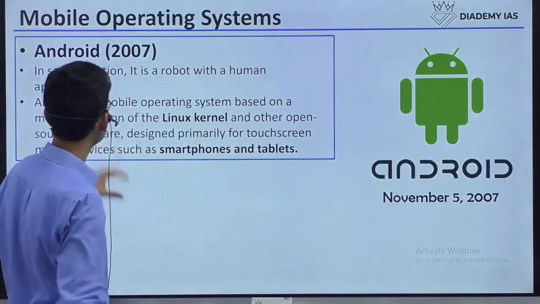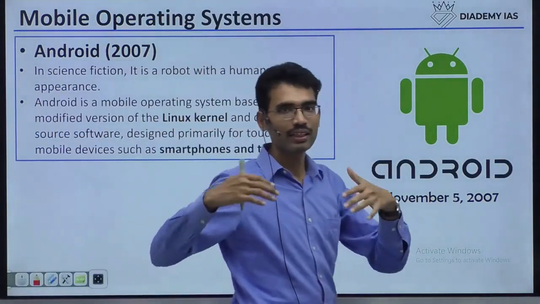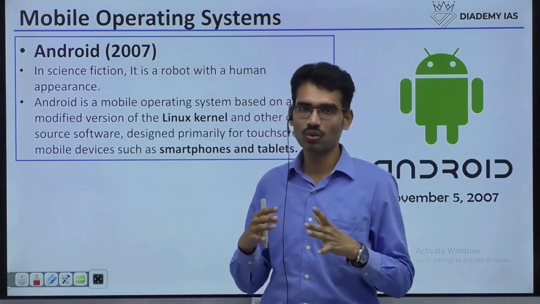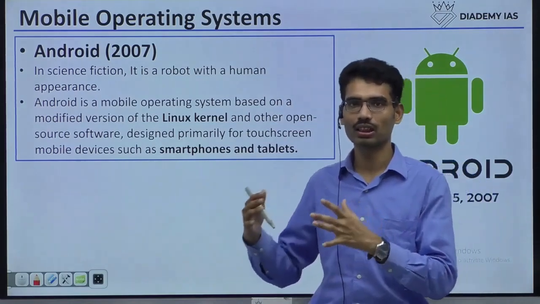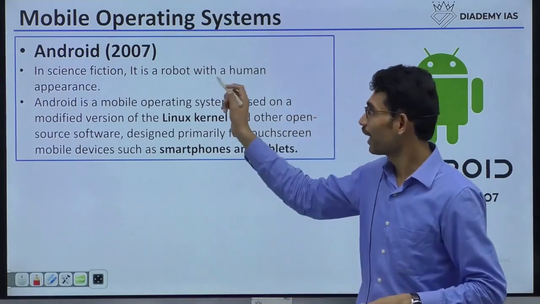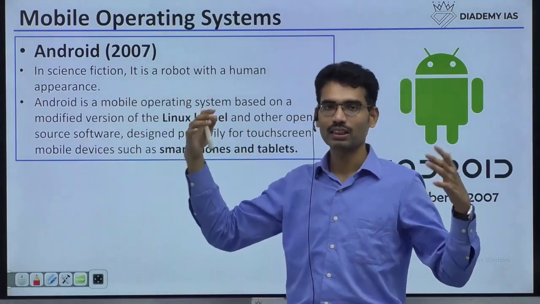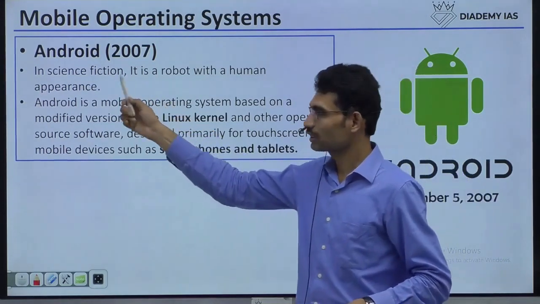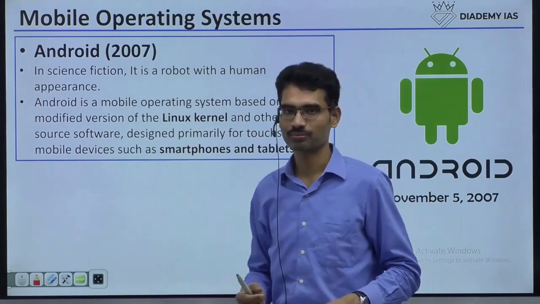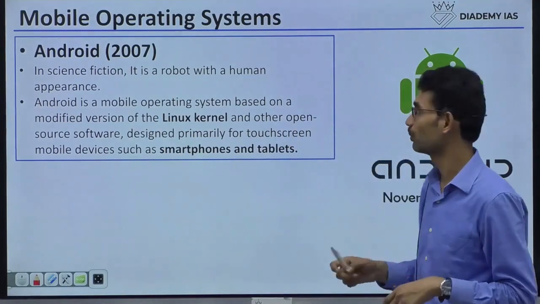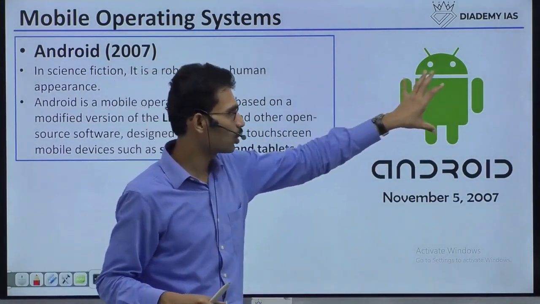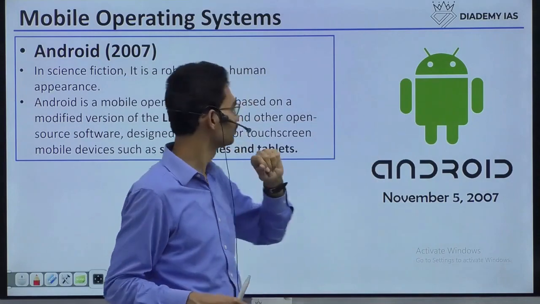One example is Android. By this time, internet had become very revolutionary in the 1990s. Google came. Now Google is one of the very powerful companies in the software industry in the world. Android is run by Google. In science fiction, what is the meaning of Android? It is a robot with a human appearance. It appears like a human, but it's a robot, not human. That's why you see the Android image looks like this. Robot, but with a human appearance.